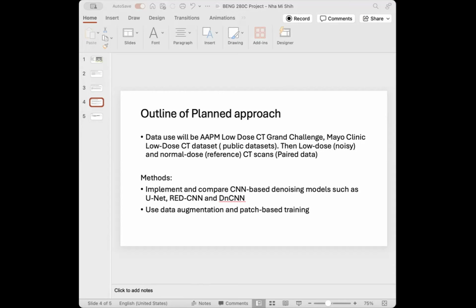And then with that tree comparison, our data will come from publicly available low-dose CT datasets, such as the Mayo Clinic, the AAPM challenge dataset, where we have paired noisy and clean images. We will train and test this model using patch-based training on GPU and evaluate them using standard metrics like PSNR or SSIM. And we also consider visual assessment by radiologists to ensure clinical relevance.